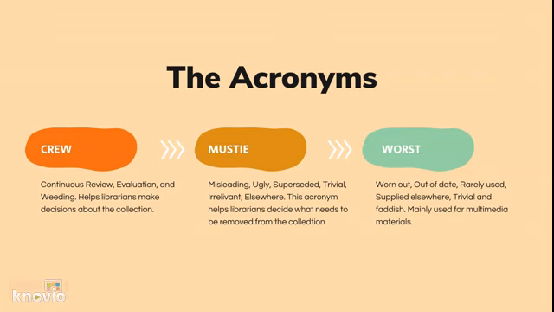And then the next acronym, MUSTY. M means misleading, so factually inaccurate. U is ugly, tattered, worn out. S is superseded by a newer version or better source. T is for trivial, or having no obvious literary or scientific merit.